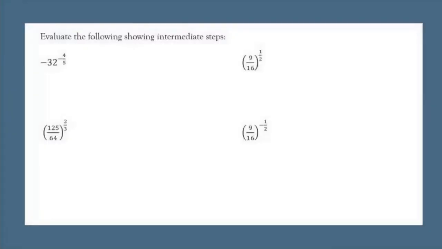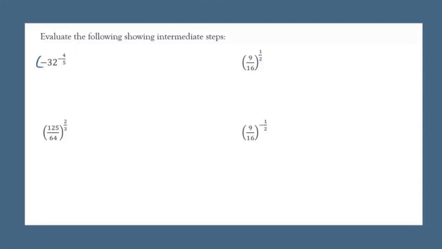These problems are just a little bit trickier, only because we now have both negative bases and negative exponents, and some of our bases are in fact fractions. So we have to remember more of our properties of exponents. Let's dive into this first one.